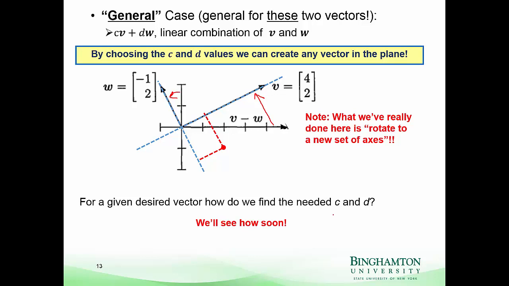So a lot of what we'll be dealing with is, if I've got two given vectors and I want to use those to create some other desired vector, how do I find the c and the d values that I need to build the desired vector? And that's one thing that we're going to look into and learn how to do.